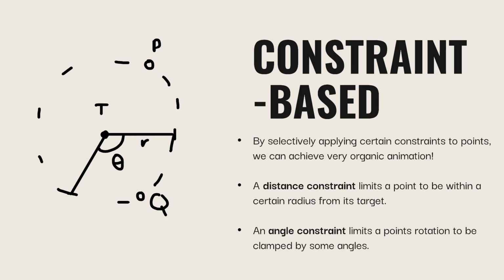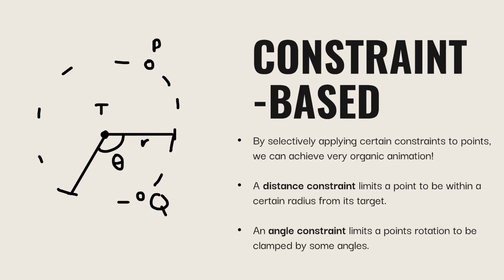And an angle constraint is basically the same thing, but for angles and rotation instead of distance, right? Let's say Q has the same distance constraint and also an angular constraint. So now Q can be anywhere in the circle, but because of this angular constraint, it must be within only from here to here, right? And using those two constraints, you can get a lot of stuff. Let me show a quick example of what I mean by this. So I'm going to open up Godot. Hopefully nothing breaks.